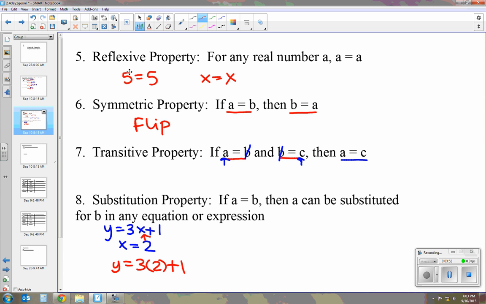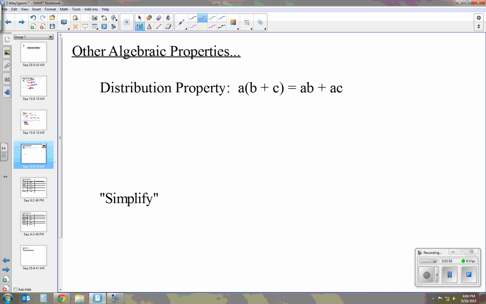We're substituting in something for something else. And our last two properties, they're not properties of equality, they're just regular properties. The first one is the distribution property. And we can use this when we see something like 2 times the quantity of x plus 1. Whenever we see those parentheses, we usually think, oh, distribute.